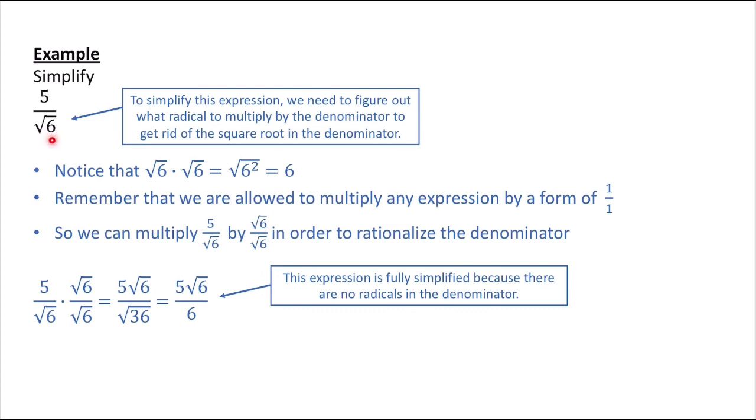Well, remember, if we have a fraction, we're allowed to multiply by any form of 1 over 1, right? As long as we have the same numerator and same denominator, we're not changing the actual fraction itself. So what if we took this 5 over the square root of 6 and multiplied by the square root of 6 over the square root of 6 in order to rationalize the denominator? In the numerator we get 5 times the square root of 6, and then in the denominator we have the square root of 6 times 6, which is 36. The square root of 36 is 6, so this leaves us with 5 square root of 6 over 6. This is the fully simplified form of this original fraction because notice that there are no radicals in the denominator.